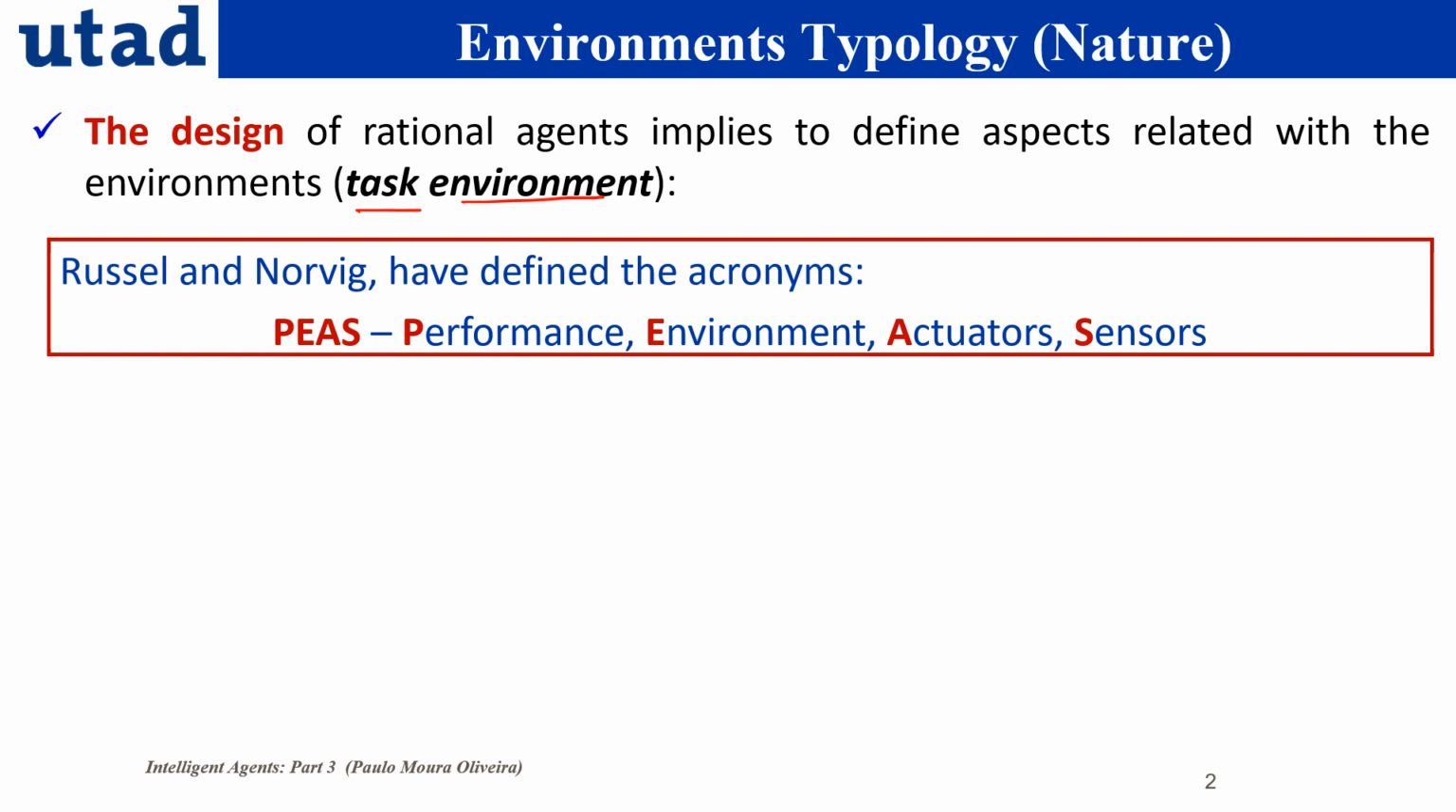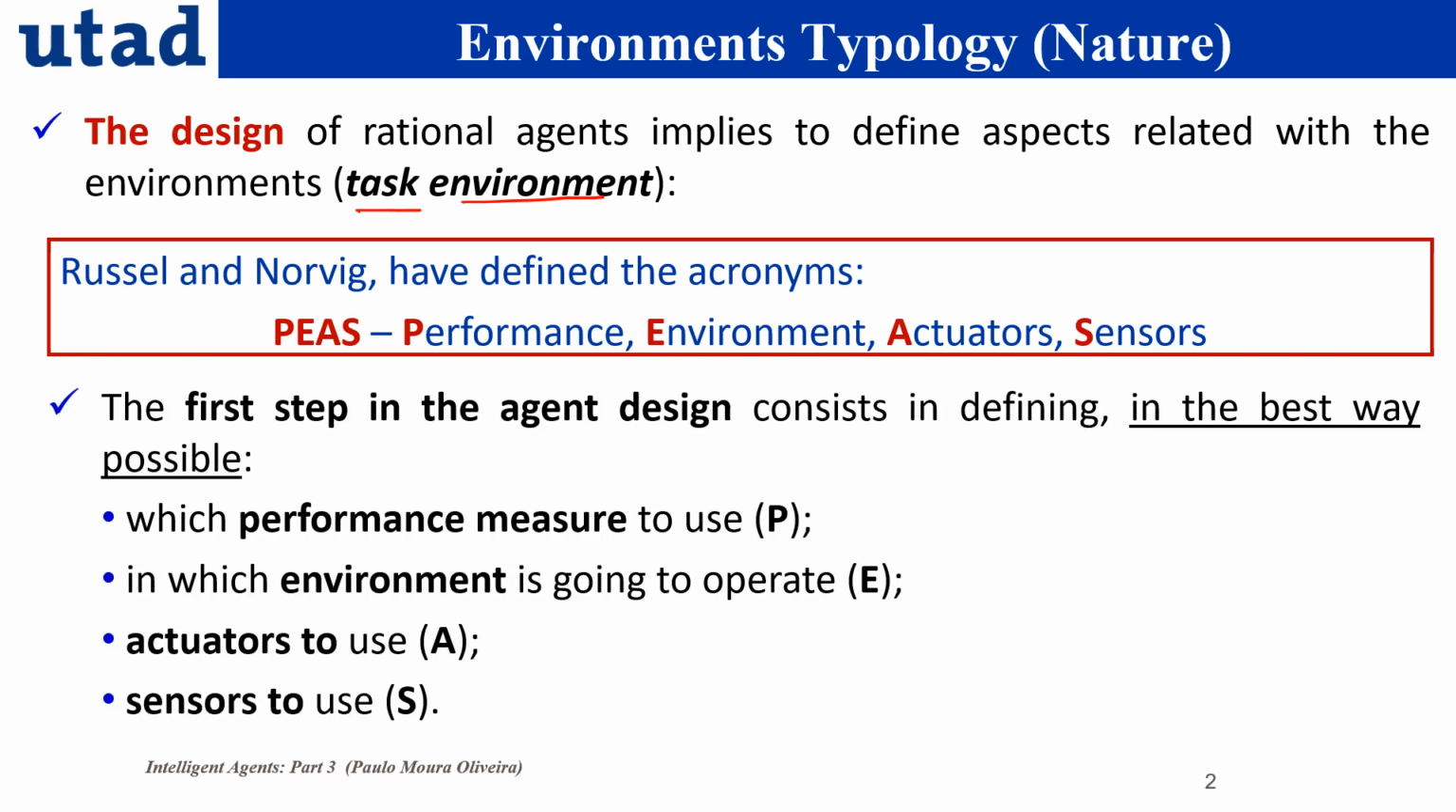For this purpose, Russell and Norvig have defined the following acronym, which is PEAS. P for performance, E for environment, A for actuators, and S for sensors. So the first step when you are designing an agent consists in defining in the best way possible which performance measure to use, the P, which environment the agent is going to operate in, the E, the actuators to use, A, and the sensors to use, S.